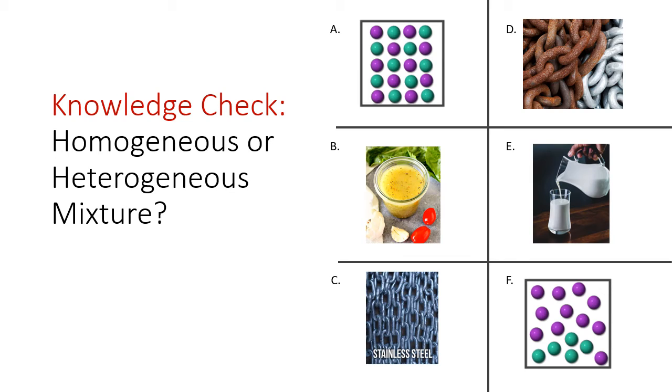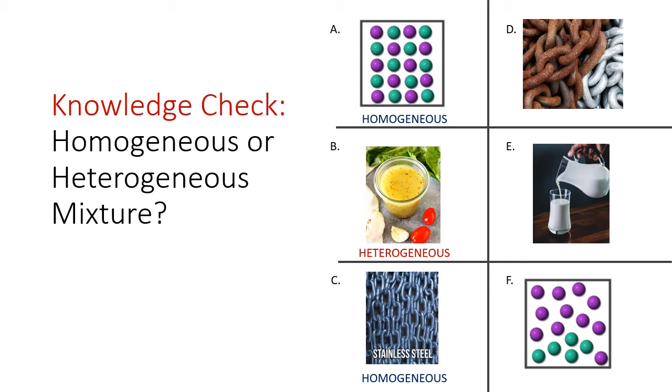Knowledge check. Determine whether the examples shown here are homogeneous or heterogeneous mixtures. Pause the video and see if you can do it on your own. Letter A shows a homogeneous mixture. There are two different substances that make it up, the purple spheres and the teal spheres, but they're evenly distributed throughout the sample. Letter B, our salad dressing, is a heterogeneous mixture. You can actually see the herbs and spices floating on the top of the salad dressing. Letter C, stainless steel, is a homogeneous mixture. Stainless steel is made up of different metals that are mixed together, but you can't identify each metal on its own just by looking at the steel.